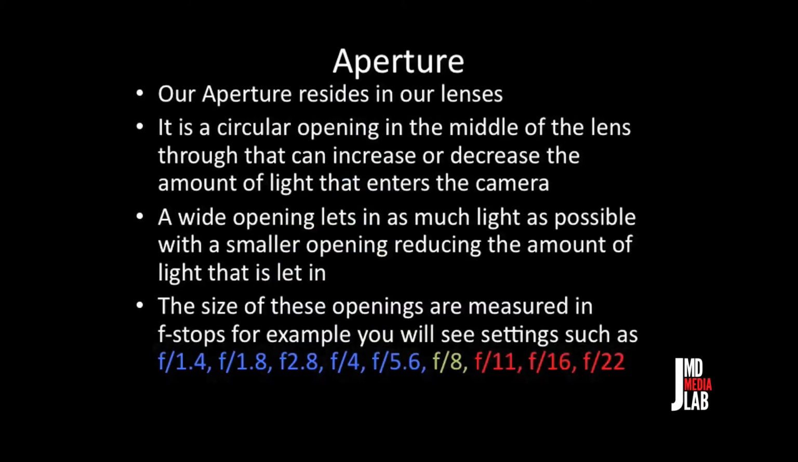Now our aperture resides inside our lenses. It's a circular opening in the middle of the lens which allows light to come into the camera. So a wide opening generally lets in as much light as possible, with a smaller opening reducing the amount of light that comes in. Now the size of these openings are measured in what's known as f-stops.